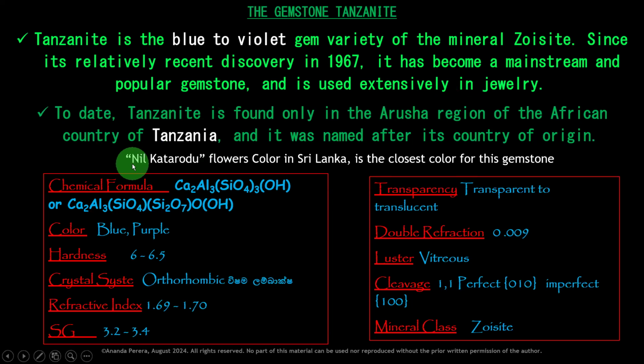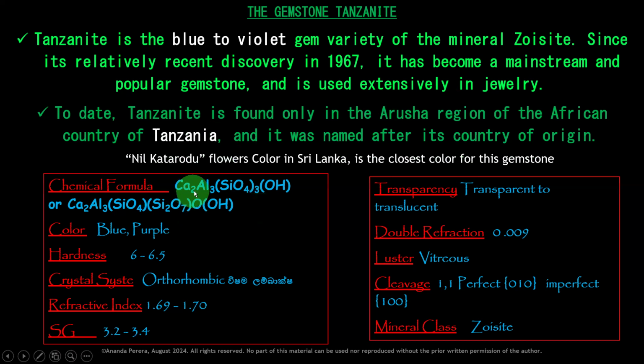A very close color to this gemstone's color is the Nil Katarodu flower in Sri Lanka. That is the closest color for this gemstone. To date, Tanzanite is found only in Tanzania, and it was named after its country of origin. So it is found only in Tanzania. It is considered a rare stone because of its native country. Only Tanzania. No other country can find this gemstone.